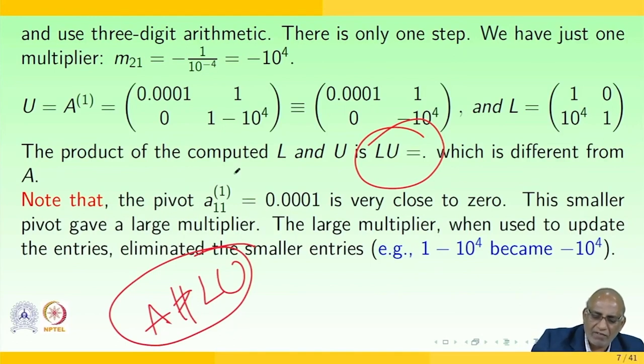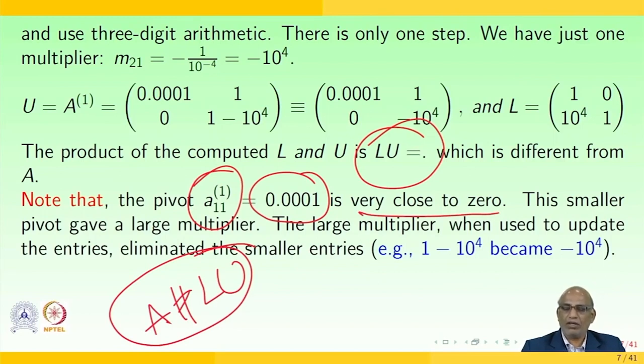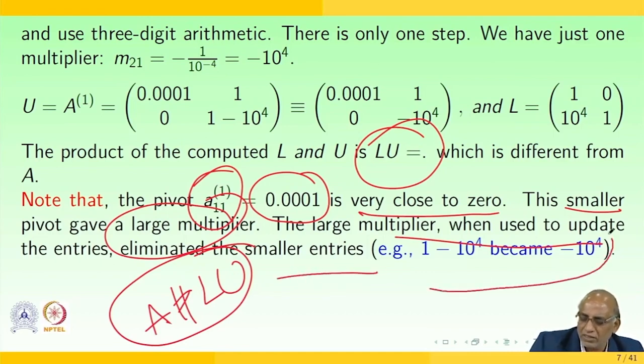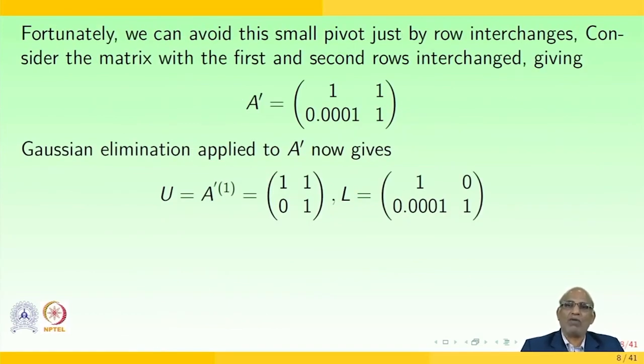And note that the pivot A11, which is equal to 0.0001, is very close to 0. This smaller pivot gave a large multiplier. The large multiplier, when used to update the entries, eliminated the smaller entries, that is 1 minus 10 power 4 became minus of 10 power 4. Fortunately, we can avoid this small pivot.